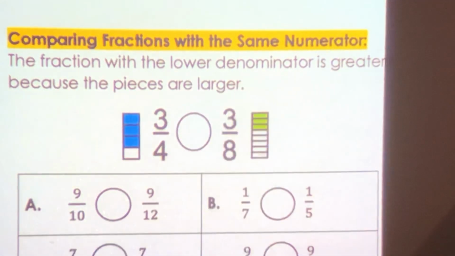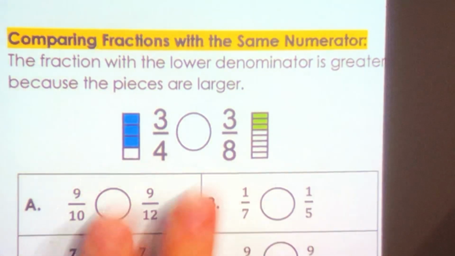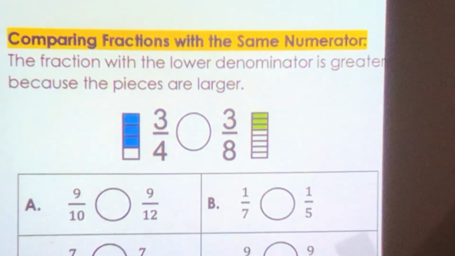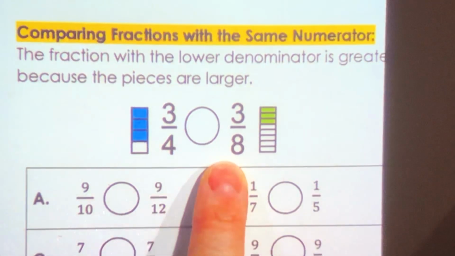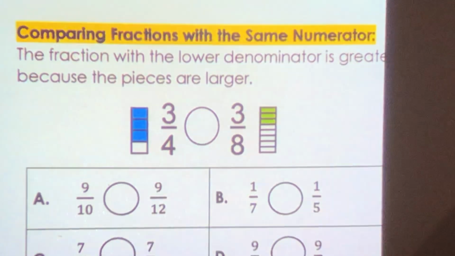When you are comparing fractions with the same numerator, meaning that top digit is the same in both of them, you'll notice that the fraction with the lower denominator is always greater. And you might be thinking, well, that seems kind of weird, because that's saying that 3/4 is greater than 3/8. You might think to yourself, well, 8 is more than 4. But these aren't whole numbers, they're fractions.